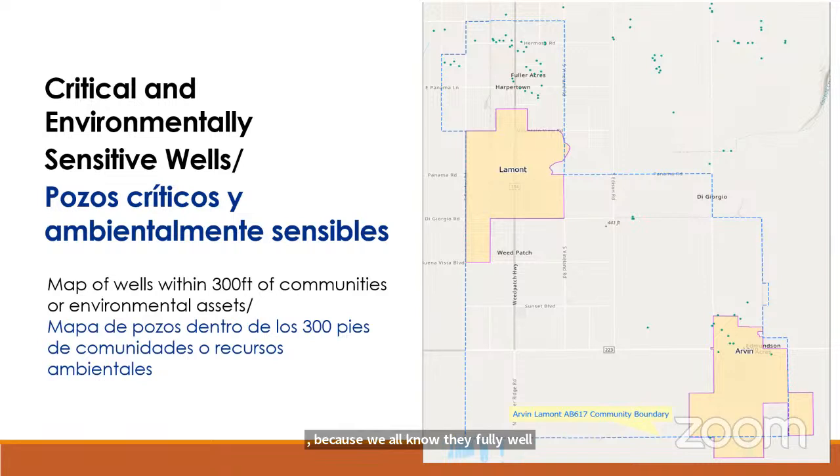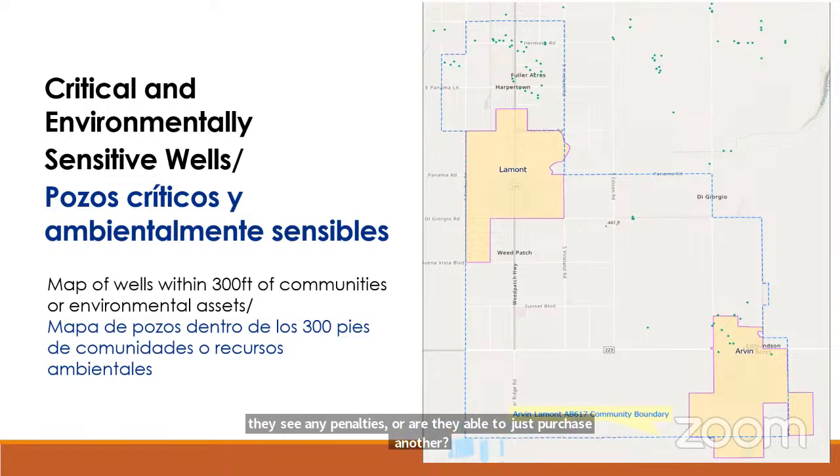I did have a couple of questions. For the companies that orphan these wells, do they see any penalties, or are they able to just purchase another well or purchase another property or get another permit?